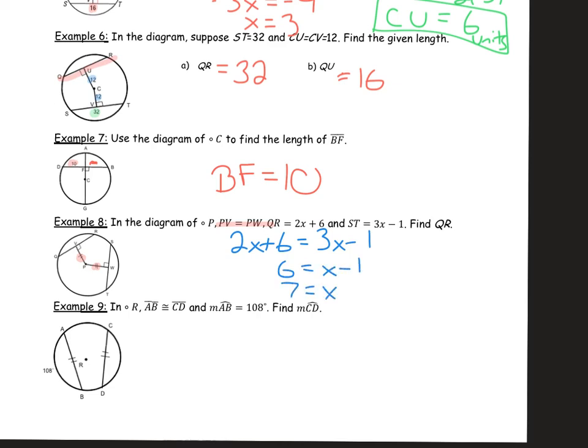And solve, so we get x is 7. But again, they don't just want that, they want QR, so I'm going to take that and plug that back in to QR. And we will get that QR equals 20.